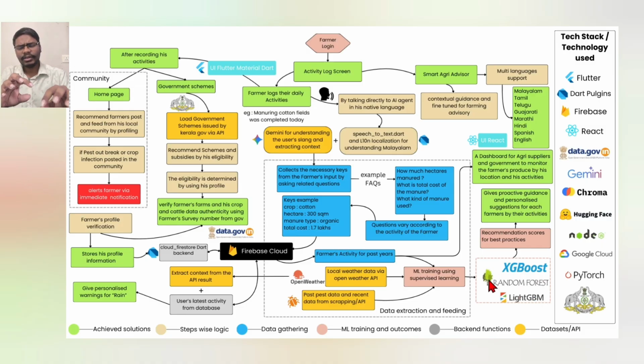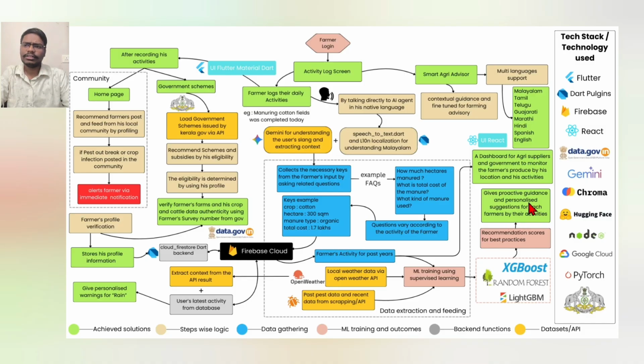What will be the outcome of this processed data? The outcome will be the best practice scores. The AI will predict a best practice score for the farmer's activities, and the next course of action. It gives proactive guidance and personalized suggestions for each farmer based on their activity, with proactive guidance for future predictive analysis. Because the outcome is based only on the farmer's own activities, we can give a personalized suggestion to each farmer.